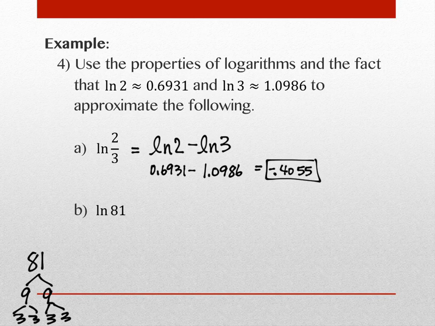4 of them. So you can either rewrite this as the natural log of 3 times 3 times 3 times 3, 4 of them, natural log of 4 3s. Or in a little more condensed form, you can rewrite this as the natural log of 3 to the 4th. Okay? Then what?